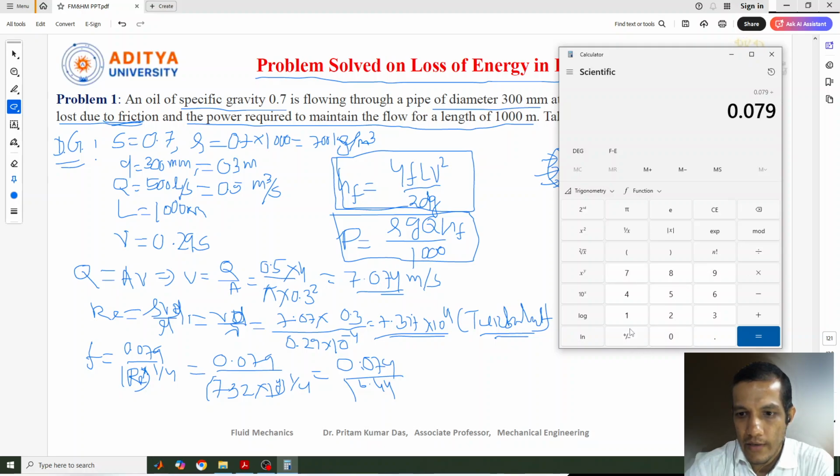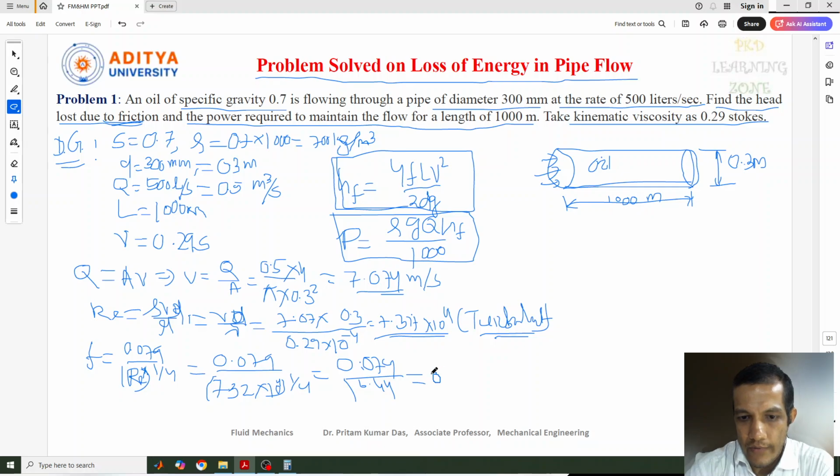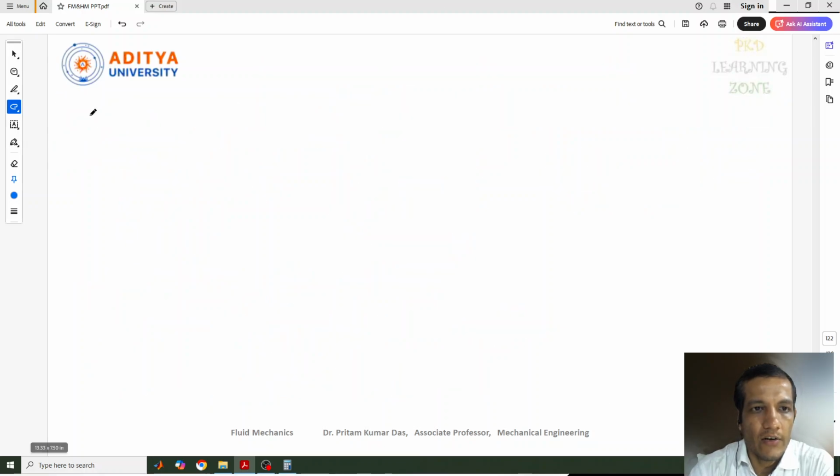0.079 divided by 16.44 gives 0.0048. So the value we got here is 0.0048. This is the value of friction factor F. Now that we got F, we have most of the things needed for the head loss. So let's calculate the head loss here.